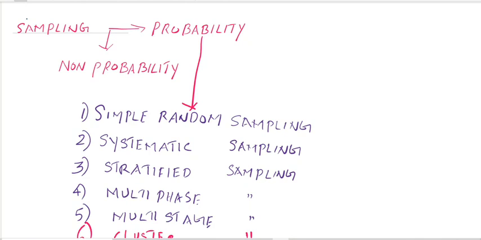Today's session is about sampling, particularly probability sampling. I'll be trying to explain the concept of each probability sampling technique. So probability sampling and non-probability sampling are the two categories of sampling. But before that, let me tell you what is sampling.